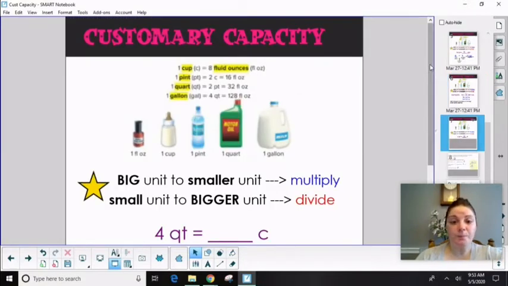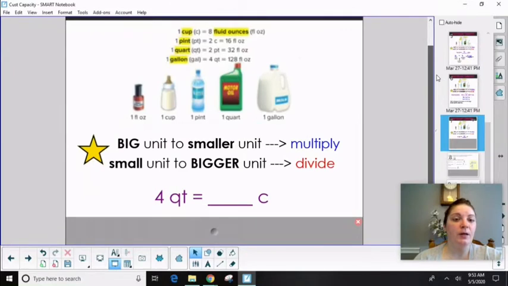All right, in this next example, I'm going to show you how you might move from one unit to another unit, but skip in between. For example, we're going from 4 quarts down to cups. So if you notice, we're going from here, quarts, down to cups, which means we skipped this guy in between. So we have to do a second step in our problem.